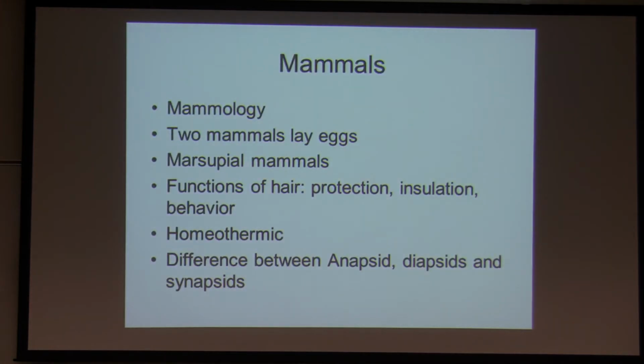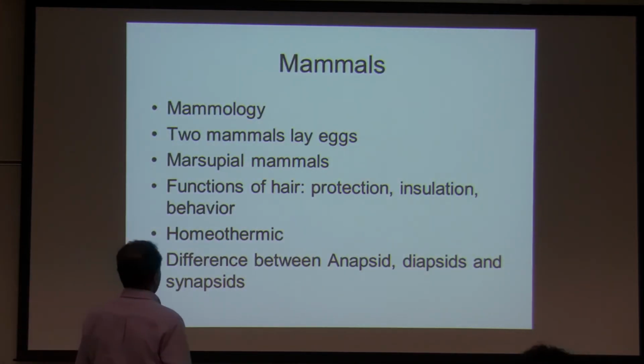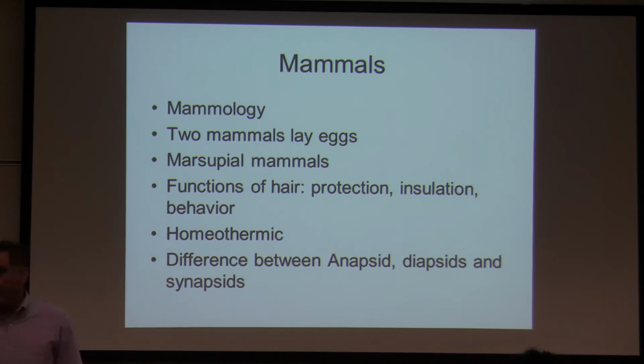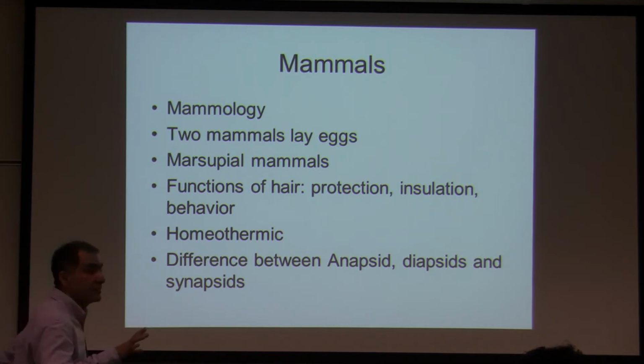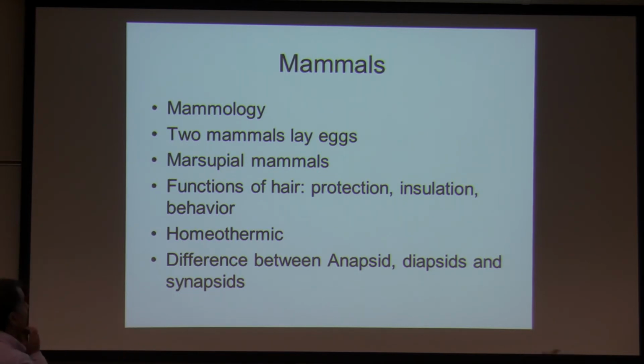Mammalogy. Mammals. Two mammals lay eggs. The rest of mammals are viviparous. They give birth, right? Humans are viviparous. I did toss those terms to you guys from the beginning of the semester.